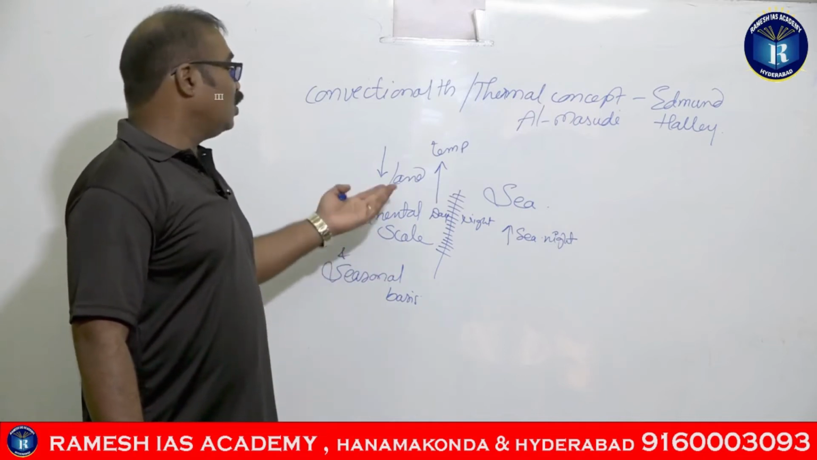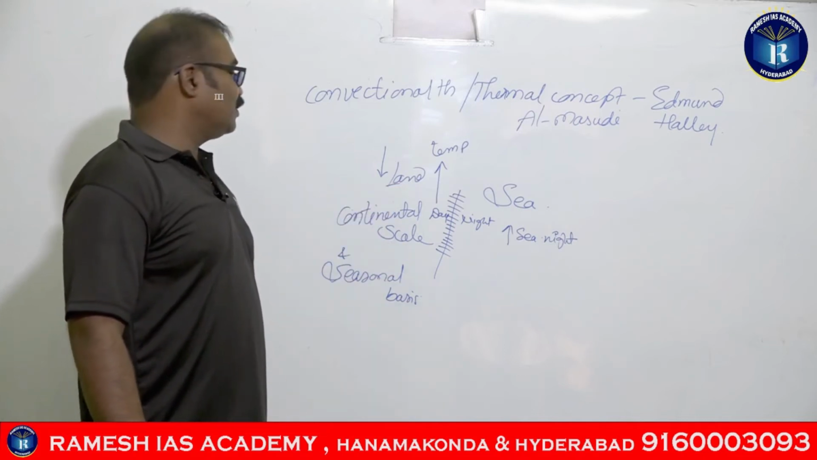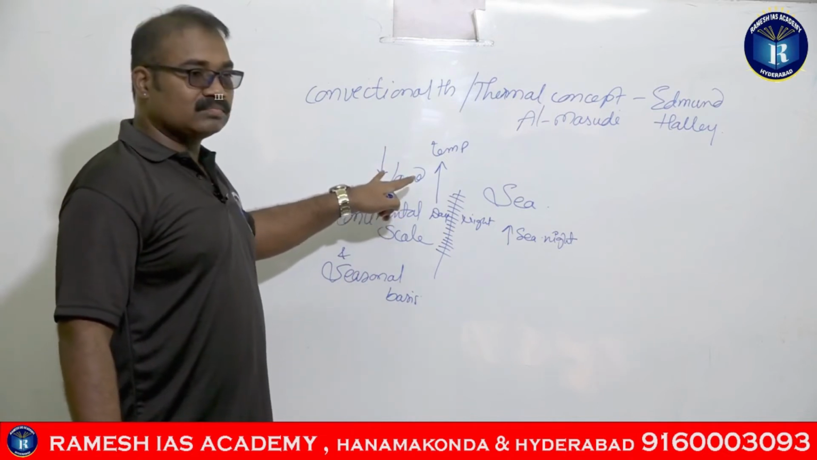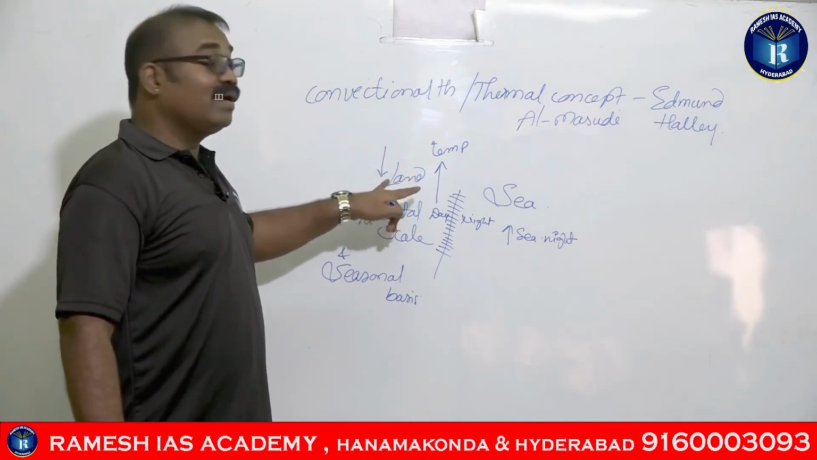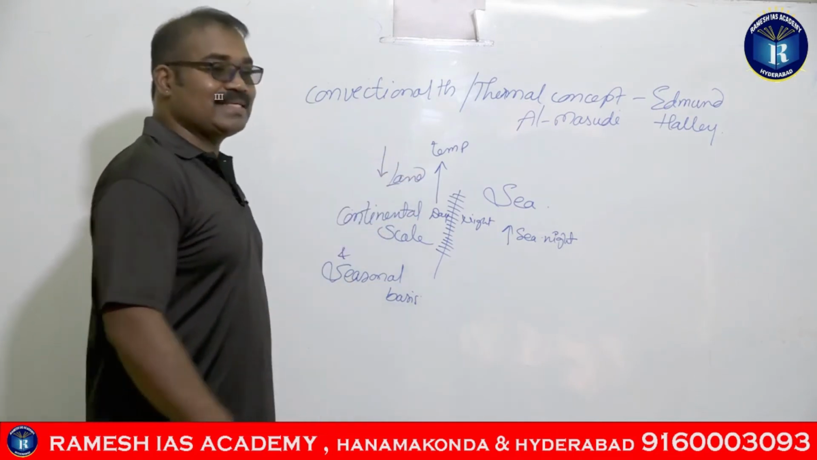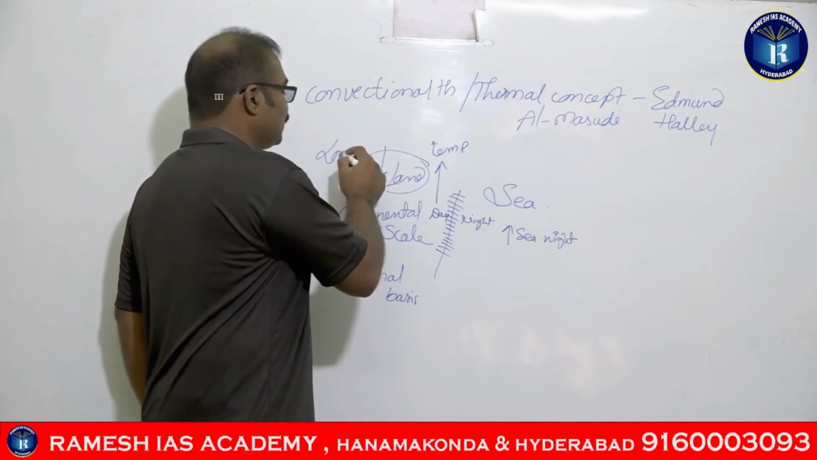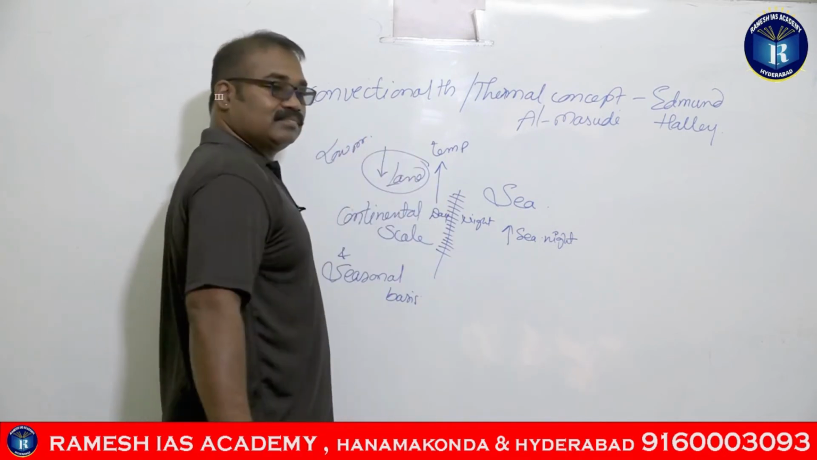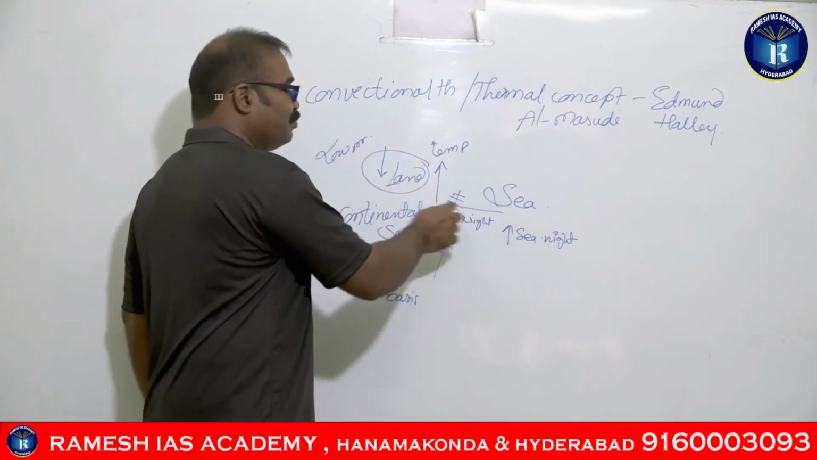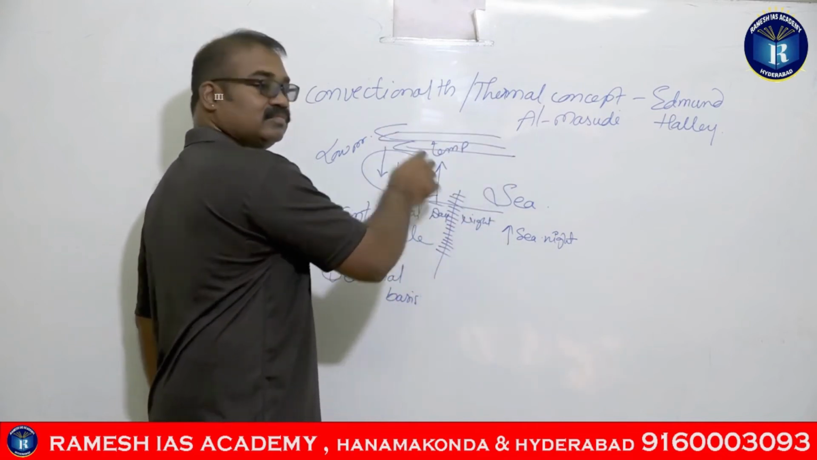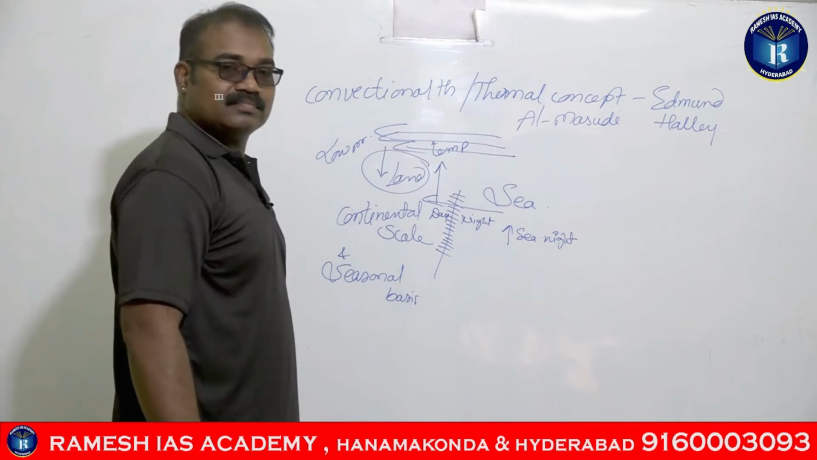Okay, so during the daytime, when the temperatures on the land are higher, a low pressure area is created. So on the land, low pressure is created during the daytime. What happens is that the breezes will be coming from the sea over to the land: sea breezes.